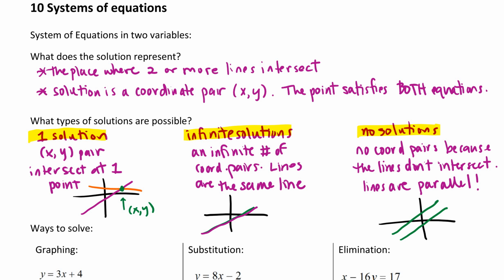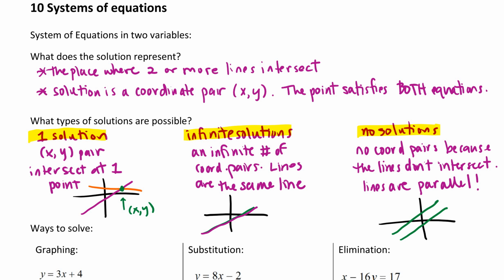This is an introduction to the system of equations. There are three different ways to solve a system of equations, which is graphing, substitution, or elimination. But first of all, a system of equations just means we have two equations.